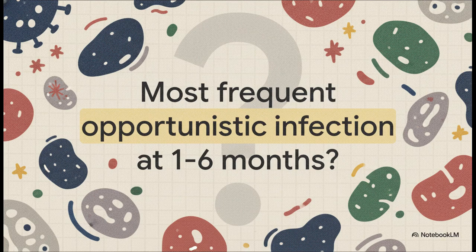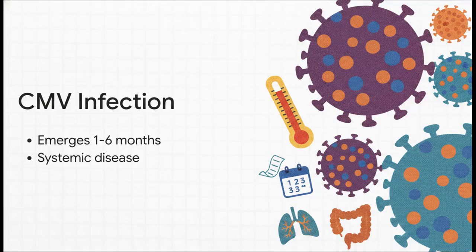Question 20. What viral pathogen is the most frequent cause of opportunistic infection in solid organ transplant recipients, typically presenting with fever, leukopenia, and organ-specific disease like pneumonitis or colitis 1 to 6 months post-transplant? A. Herpes simplex virus 1. B. Cytomegalovirus, CMV. C. Adenovirus. Or D. Respiratory syncytial virus, RSV. Correct answer is B. Cytomegalovirus.